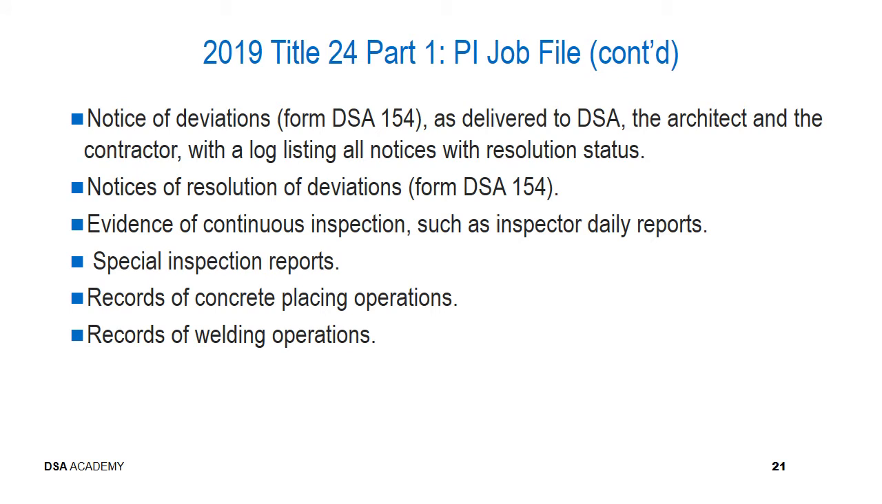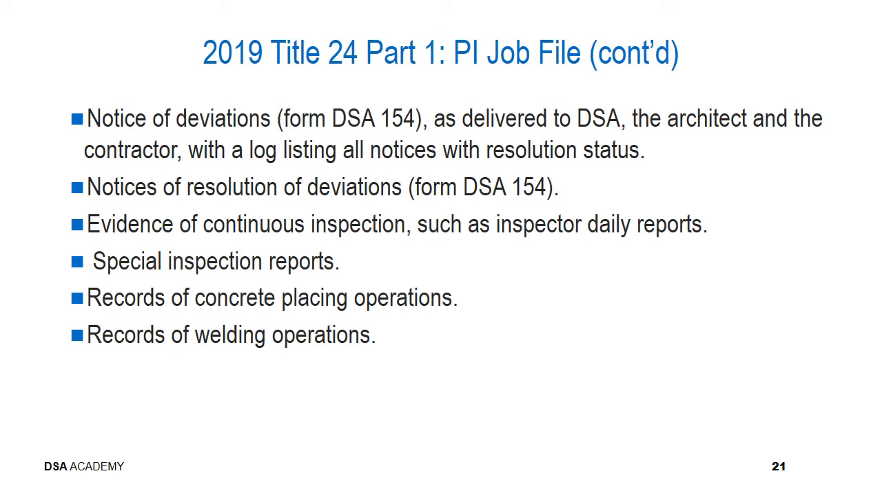Continuing on with the project inspector job file, notices of deviations would be identified on Form DSA 154, as delivered to us, DSA, the architect, and the contractor, with a log listing all notices with resolution status. Notices of resolution of deviations. Recall that you use the same Form DSA 154 to not only identify the deviation but also the resolution of that deviation, and you do not sign it until it is resolved.